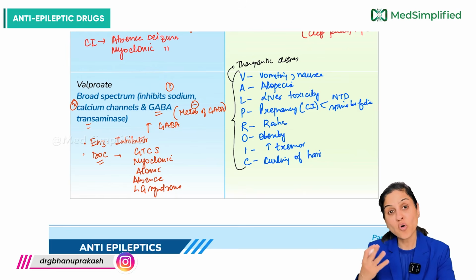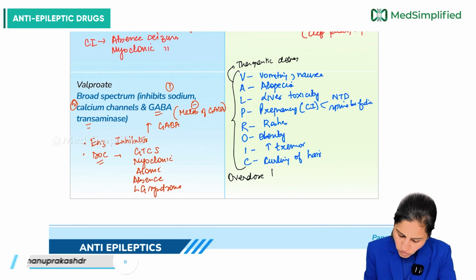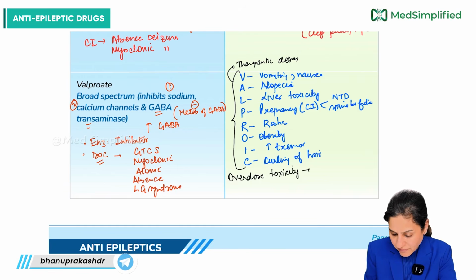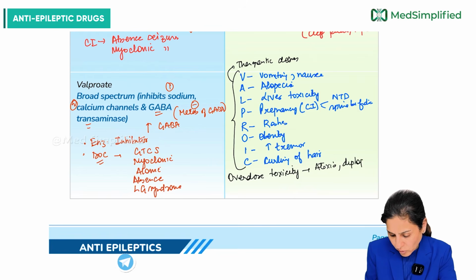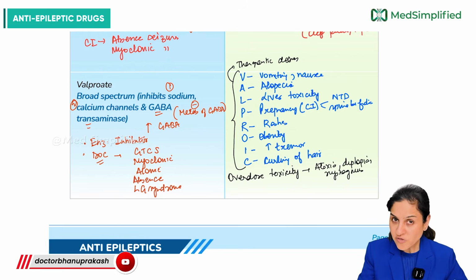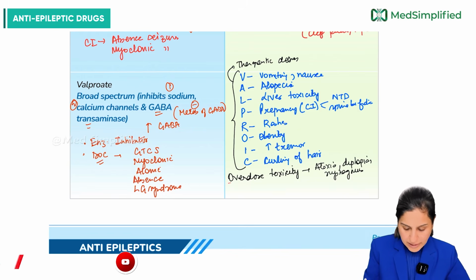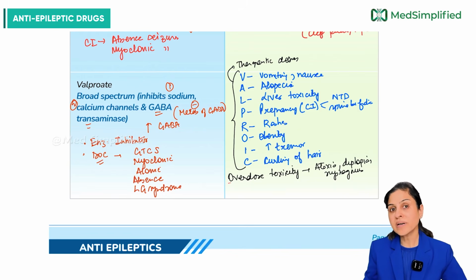What will you see in case of overdose? If the patient takes multiple tablets together, there is risk of overdose. So overdose toxicity will look like this: the patient will have ataxia, diplopia, and nystagmus. So these are seen because of overdose toxicity. Now, valproate toxicity can also be associated with hepatotoxicity and hyperammonemia.